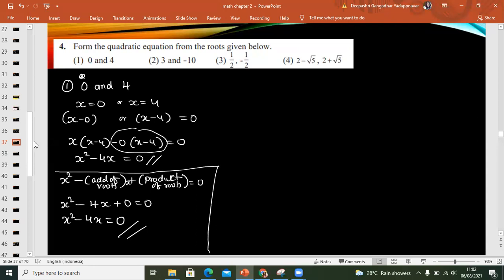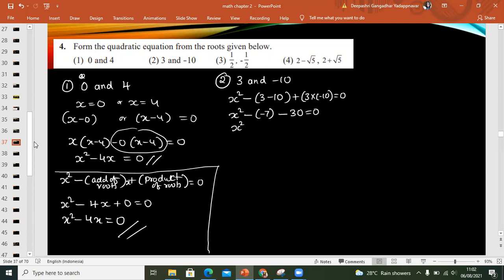Let's solve the next question using the same formula. Question 2, 3 and negative 10. So I will write x square minus addition of the roots. So if you add 3 minus 10, 3 plus negative 10 gives you 3 minus 10, plus product of roots, 3 multiplied by negative 10, equals 0. So I can write x square minus, 3 minus 10 is negative 7. And here plus times minus is negative. 3 times 10 is 30 equals 0.